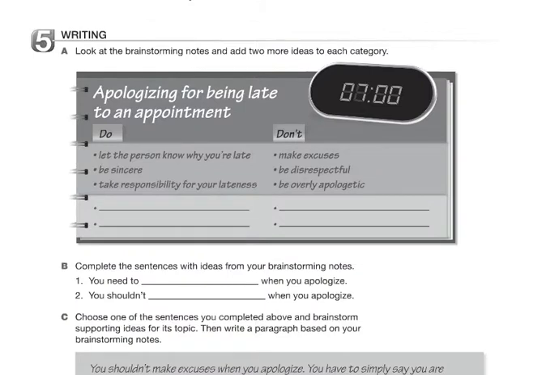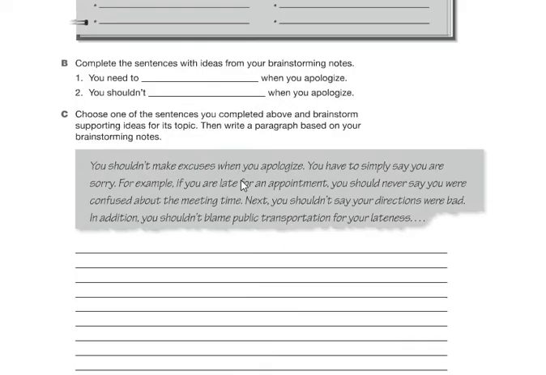Alright, now to complete this workbook part 1, we're going to look at the brainstorming notes and add 2 more ideas to each category. So you're going to add 2 more ideas and create your own little brainstorming by adding 2 new entries, and here we have to complete a sentence with ideas from your brainstorming notes. So you need to, and you shouldn't, when you apologize.